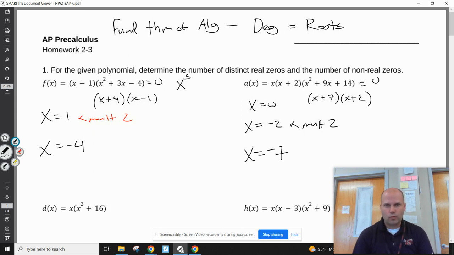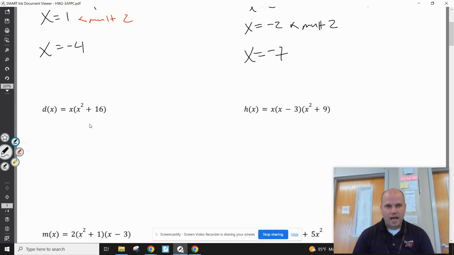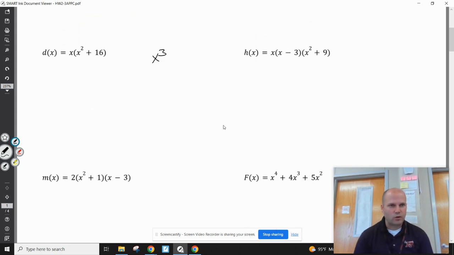1, 2, 3, 4, x to the 4th. This is an x to the 4th. I'm going to have 4. There's my 4. 1, 2, 3. I'm going to have 3 roots, x cubed. What are my roots? Well, I got my first root, x equals 0 from x.